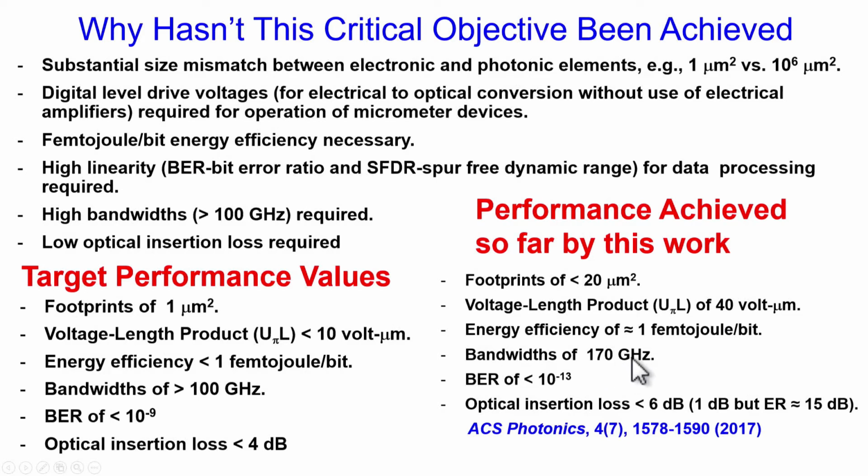The current bandwidth stands at about 170 gigahertz, and the best bit error ratios are a little less than 10 to the minus 13th. And optical insertion loss is a problem, and currently the best values reported in the literature are somewhat less than 6 dB, but I note that Christian Hafner has actually recently achieved values as low as 1 dB, but with an extinction ratio of about 15 dB.